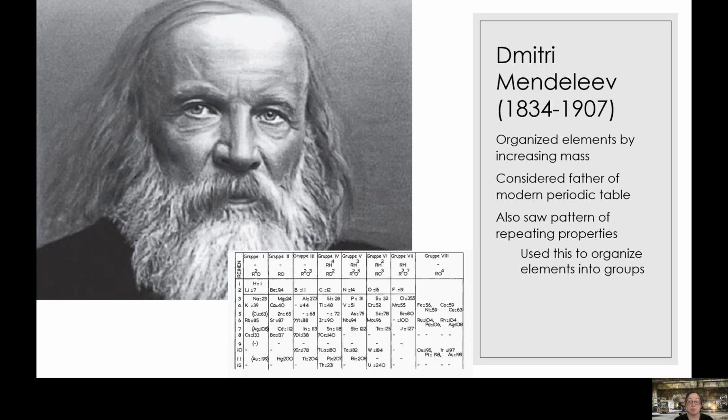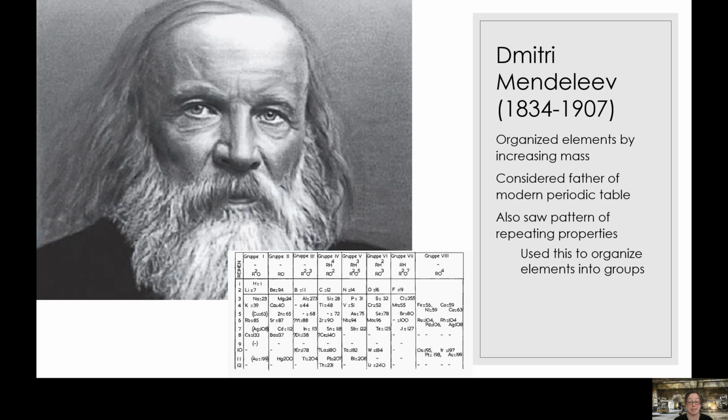Then we watched the video about Dmitry Mendeleev and how he organized the elements by increasing mass. Mendeleev is really considered the father of our modern periodic table. He also saw a repeating pattern of properties, and when appropriate, he trumped his mass order by organizing elements in their groups or families through their properties.